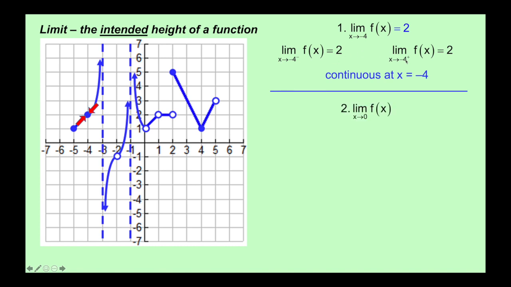For number 2, we're going to look at 0. Now at 0, again, if I'm looking at the left side and the right side here, they're both going to that same open circle. And that open circle is at 1. So if you can look at that and just say that it's 1, that's great. Or if you want to actually write this out and say from the left, it's approaching 1. From the right, it's also approaching 1. And because they're both approaching the same value, the limit is going to be 1.